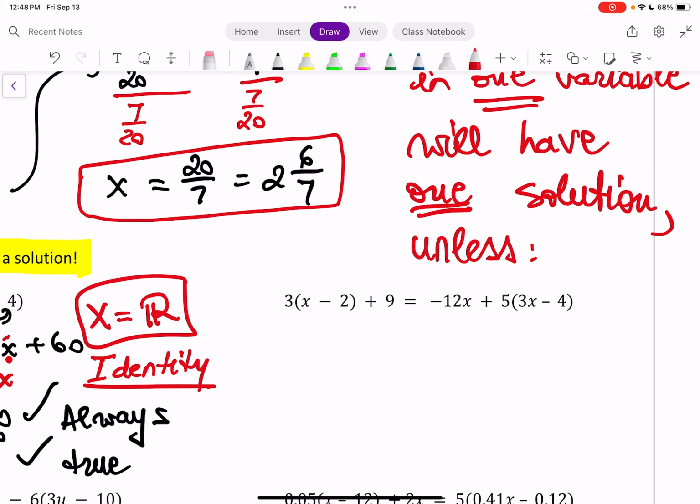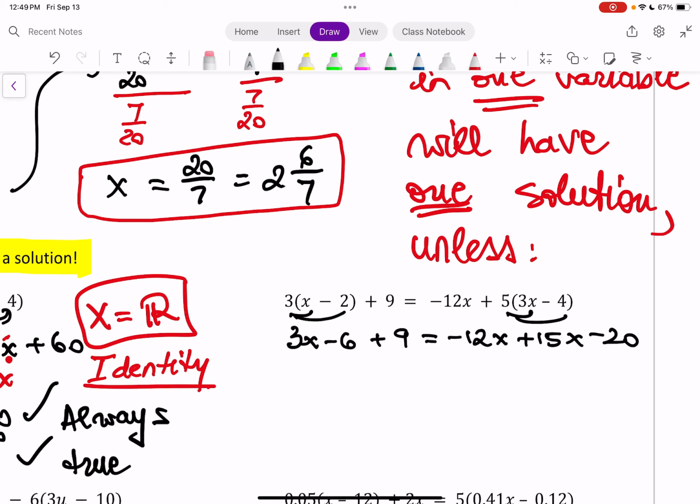Now let's see what happens in this situation here. Let's distribute the 3. So 3 times x is 3x. 3 times negative 2 is negative 6. Plus 9 equals negative 12x plus 15x and minus 20. So when you combine like terms on both sides, you see again that you have the same amount of x's on both sides.